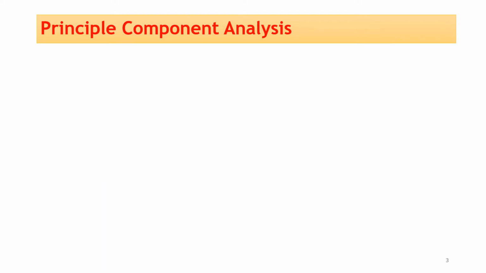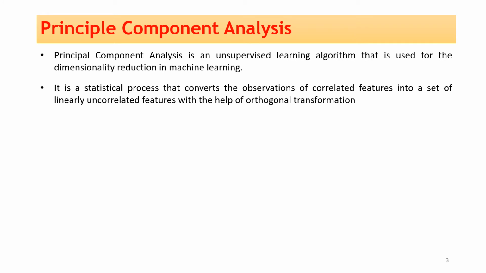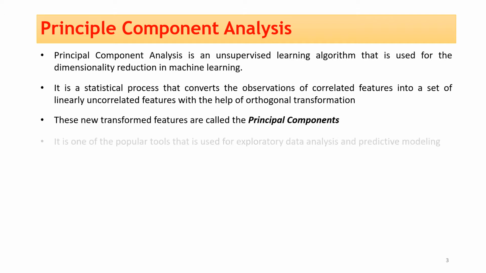Now let's start with the first dimensionality reduction technique, that is principal component analysis. Principal component analysis is an unsupervised learning algorithm that is used for dimensionality reduction in machine learning. It is a statistical process that converts the observations of correlated features into a set of linearly uncorrelated features with the help of orthogonal transformation. And these new transformed features are called principal components.